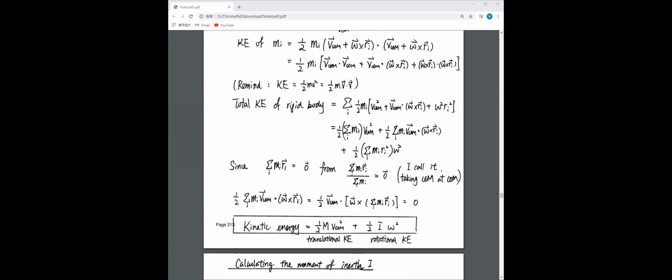This is the kinetic energy. So that includes 2 parts. One is a translation KE, another one is a rotation KE. This is the kinetic energy in general. That means for any rigid body, the kinetic energy can be written in this form. The I is a center mass moment of inertia, the moment of inertia relative to the center mass.